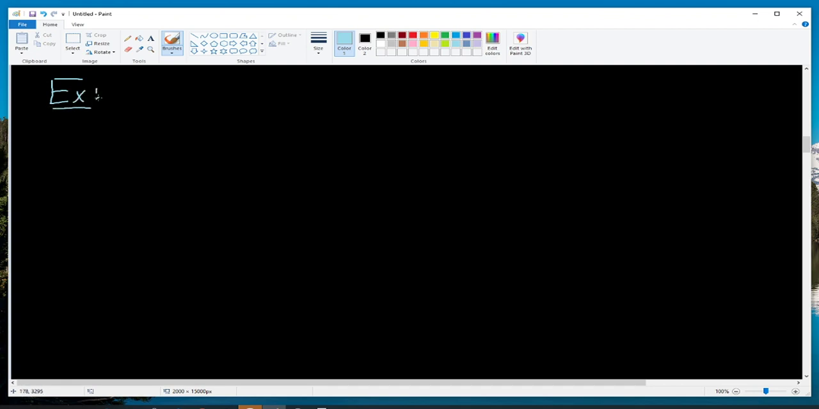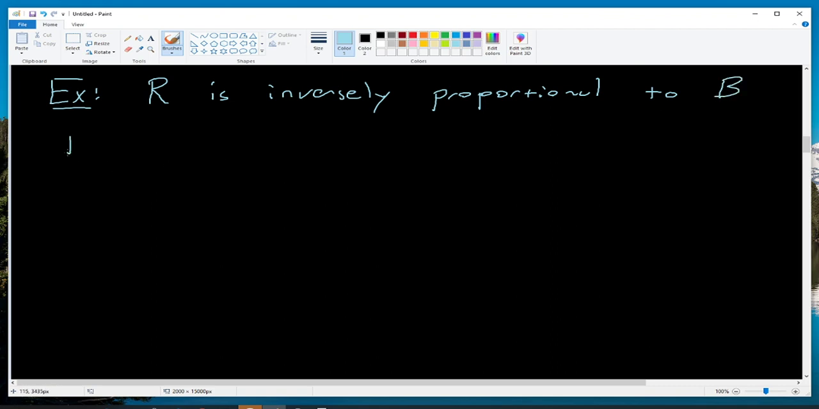All right, for this one, we're going to say R is inversely proportional to B. R equals 5 when B equals 2. And this time we want to find B if R equals 7.